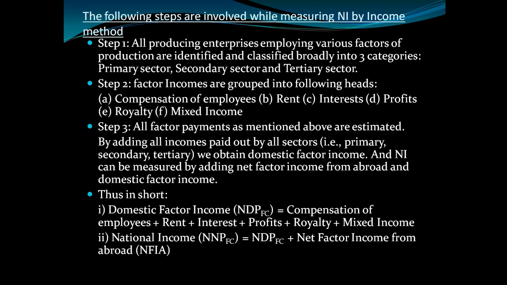So, in short, domestic factor income or net domestic product at factor cost is the addition of compensation of employees, rent, interest, profits, royalty, mixed income. And national income or net national product at factor cost is equal to the previous one, that is the domestic factor income or net domestic product at factor cost, plus net factor income from abroad, which we have already stated.